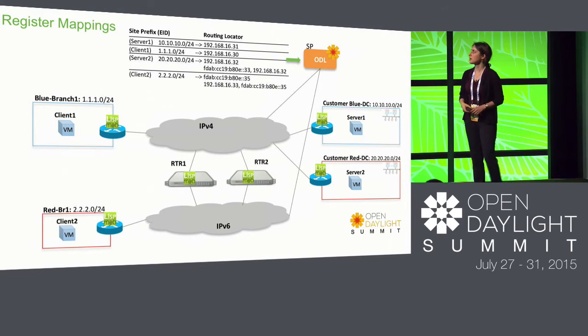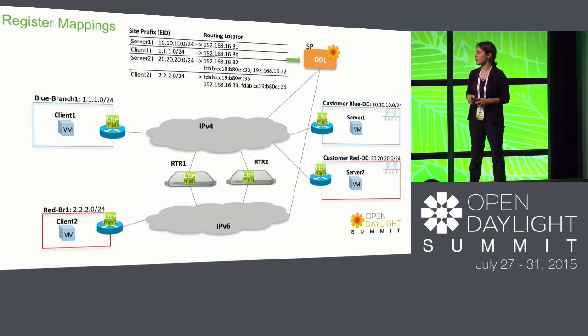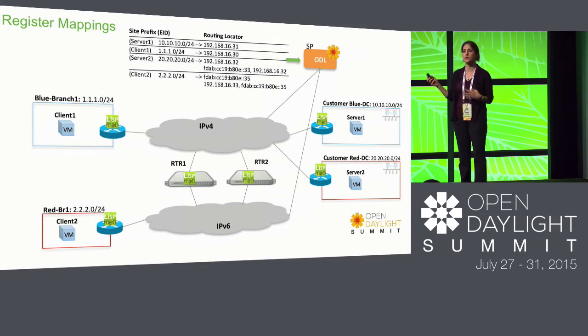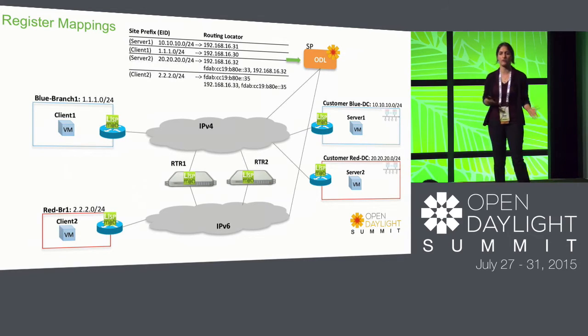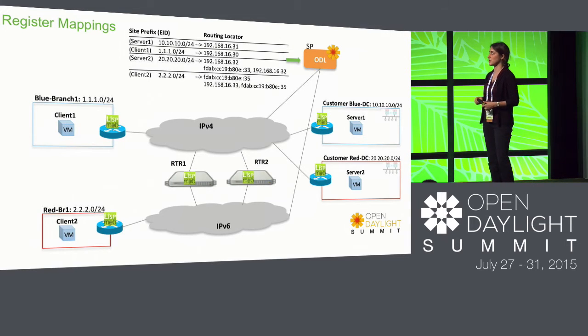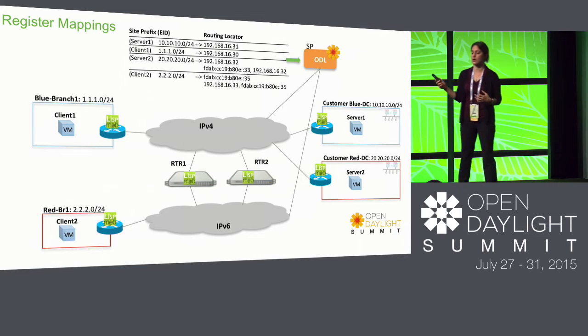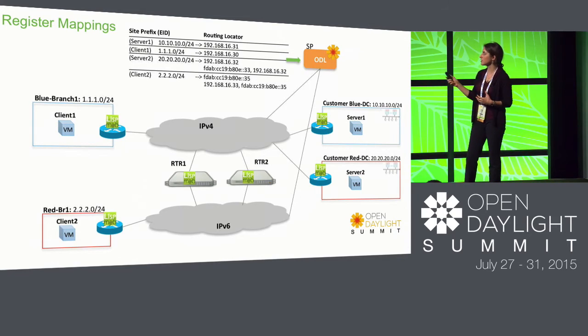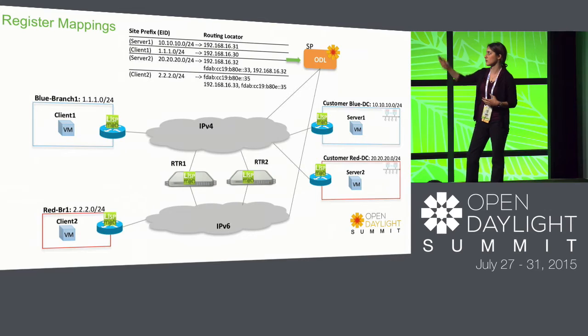Then we have the red customer, which has, again, two sites, the data center, and then the branch that is over v6. And as you can see, in order to enable connectivity over v6, what the service provider can do is offer these RTRs as a service to the customer. So the customer can go and say, I have this v6 only branch that is connected to a v6 core, and I need to provide connectivity to it to the v4 address. So it requests an RTR service. And the RTR has a v6 locator and a v4 locator.